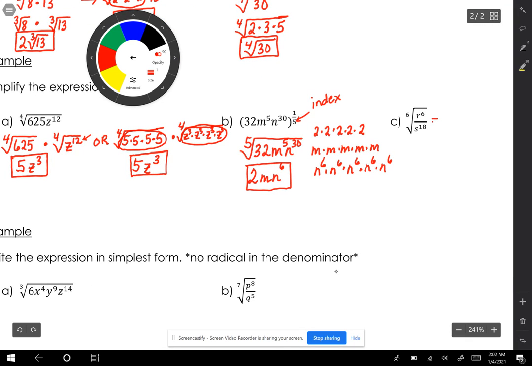We can split that up into the 6th root of r to the 6th divided by the 6th root of s to the 18th. So 6 divided by 6 is 1, so r. And then 18 divided by 6 is 3. That's how you do that one. For that one, I feel like I shouldn't even show you, but you have 6 of these r's and you only want 1 of them. You have s to the 3rd multiplied by itself 6 times, which gives you s to the 18.